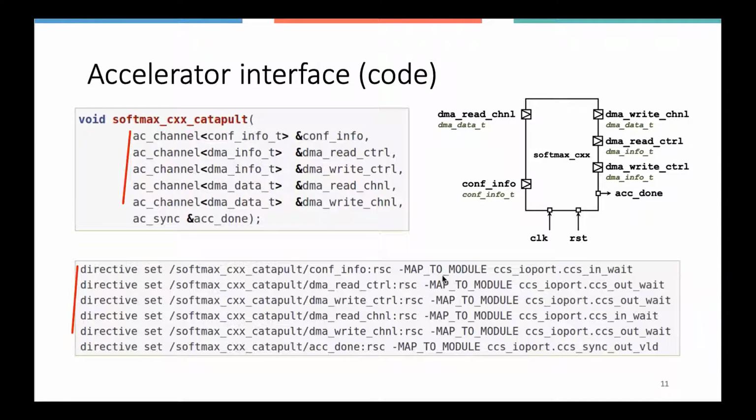While the ac_sync port is a synchronization channel that Catapult offers for specifying standalone handshaking signals when a designer needs to control the synchronization directly. Essentially, there is no data transfer. And it is here combined with the directive ioport sync out valid.